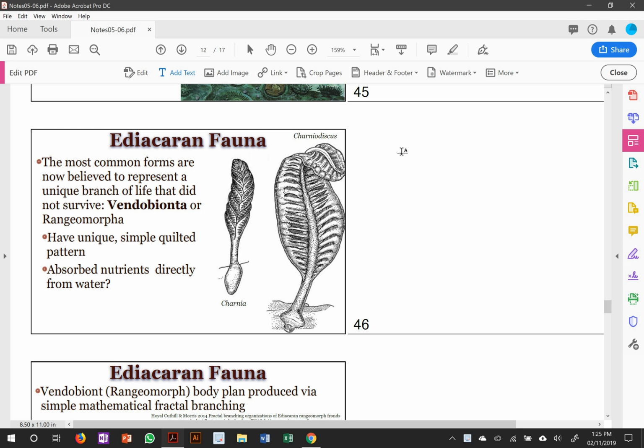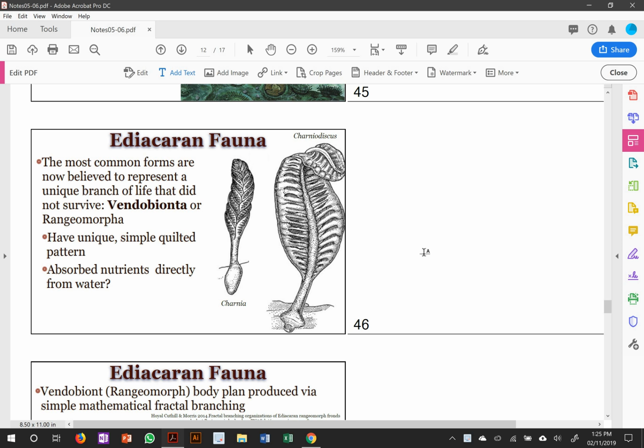So the Bendobionta are mostly attached structures. Some may lie flat, but many of them are attached to a substrate. And then they have this frond-like structure with a very distinctive quilted pattern, not like any sort of organism alive today. When they were first discovered, their shape was very similar to something like the sea pens that you saw in lab.